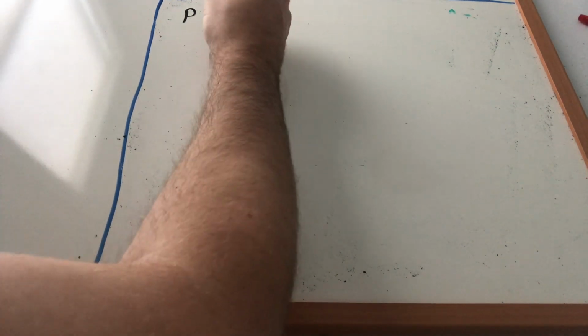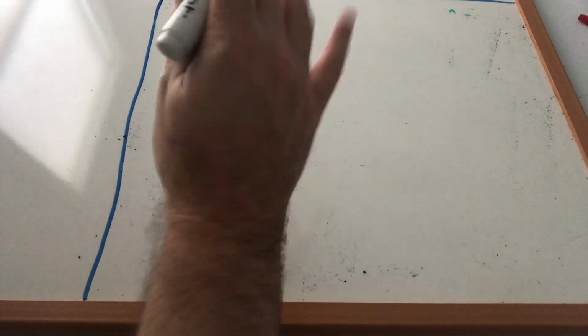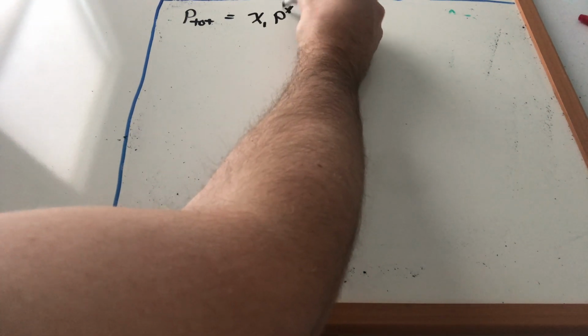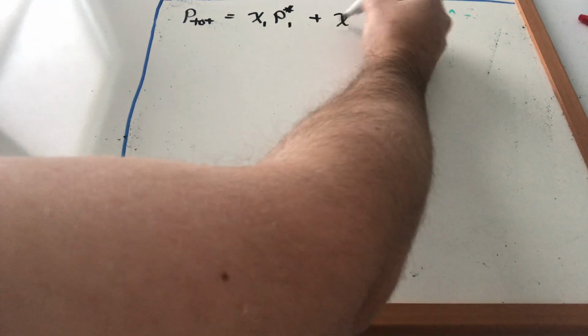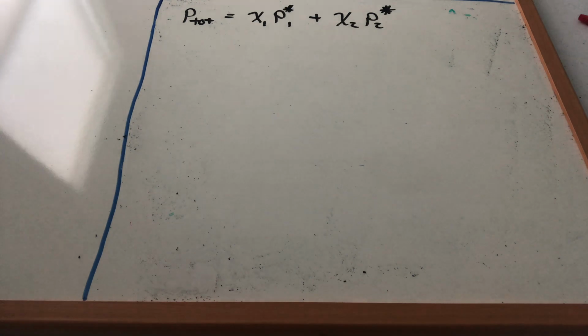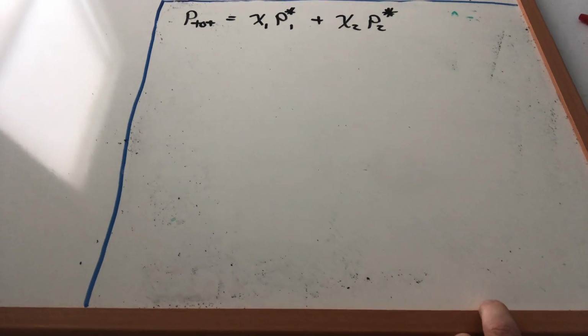And I'm just going to rewrite this equation at the top because we'll be able to find the information there. So P tot. We'll be able to find the information from the equation in the graph as always. Chi1 P1 star plus Chi2 P2 star. For a binary liquid, that's ideal. This will always be the equation that we can use to analyze the total vapor pressure.